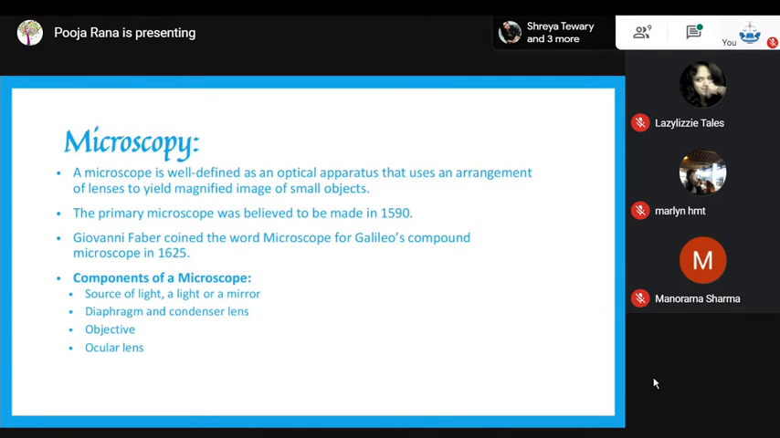The optical microscope is the most up-to-date and first manufactured microscope, which utilizes light to produce a magnified image of the sample. And the electron microscopes are another category of microscopes. You might have heard about SEM and TEM. SEM stands for scanning electron microscope and TEM for transmission electron microscope.